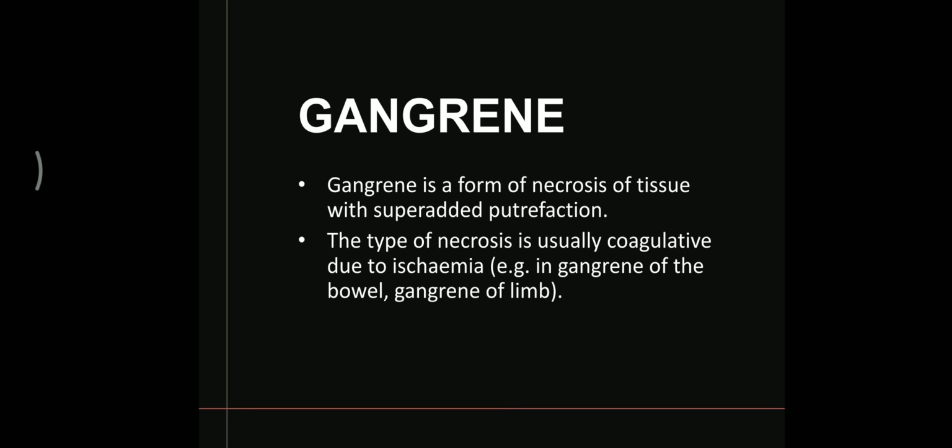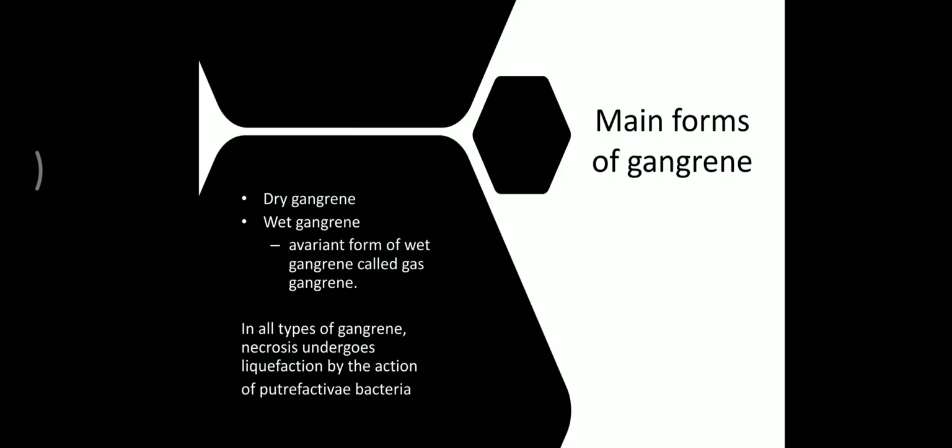Gangrene is a form of necrosis of a tissue with superadded putrefaction. There are two main types of gangrene: dry gangrene and wet gangrene. Gas gangrene is a variant form of wet gangrene.